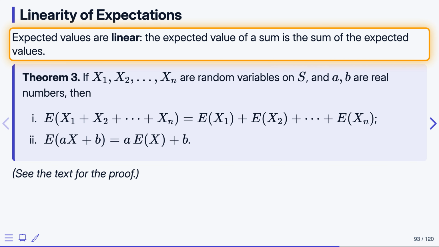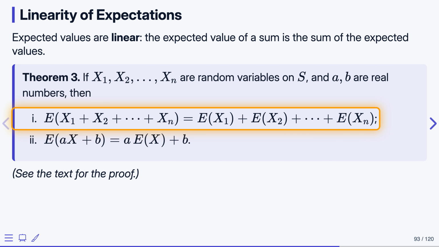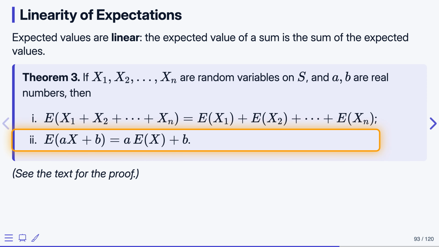This theorem is one of the most useful tools in all of probability. It says expectation is linear. Part 1. The expected value of a sum of random variables equals the sum of their expected values. This is true even when the variables are not independent, which is remarkable. Part 2. If we scale X by a and add b, the expected value scales by a and shifts by b.